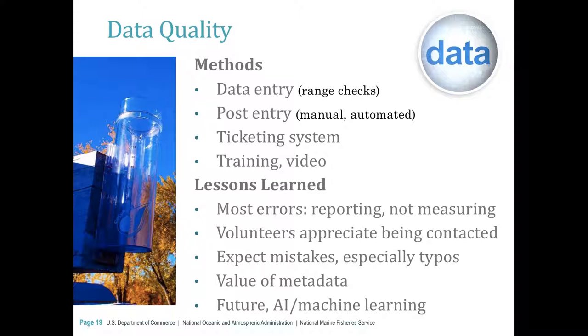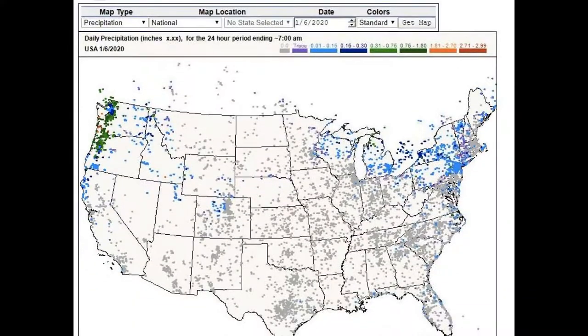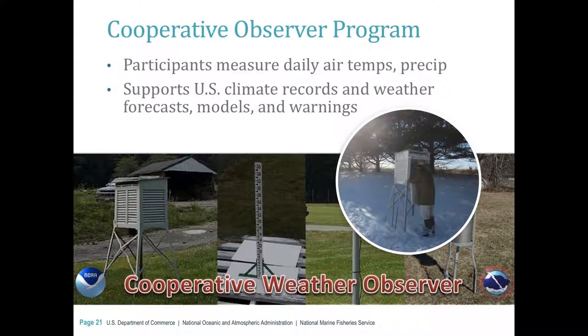They enter data through a program called WeatherCoder, which is able to detect some extreme values on the front end. It then goes to the monthly closeout reviews, which is basically a monthly review by both the volunteer observer and the weather forecast office. And what's interesting is that the observers are trained in that whole closeout process to check for errors.